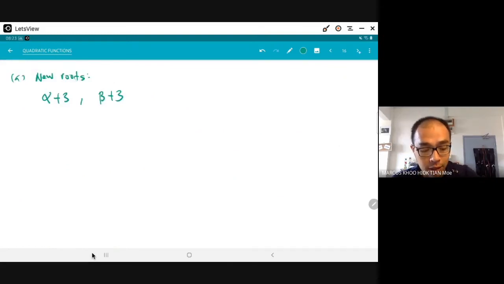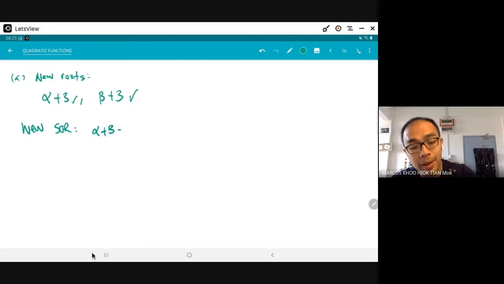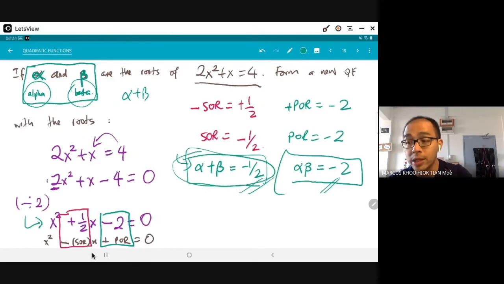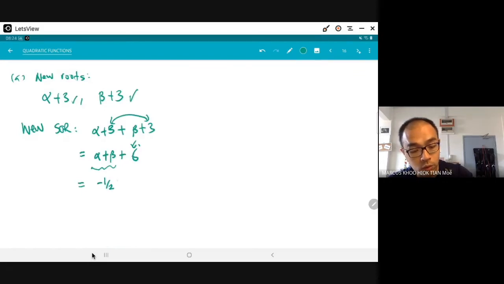So if the new roots are alpha plus 3 and beta plus 3, my new SOR will be alpha plus 3 plus beta plus 3. I add both of the new roots. And what I will get is alpha plus beta plus 6, because 3 plus 3 gives you 6. And where do we get this alpha plus beta? We get the alpha plus beta from the original sum of roots, which is negative 1 over 2. So negative 1 over 2 plus 6 will give you 11 over 2.